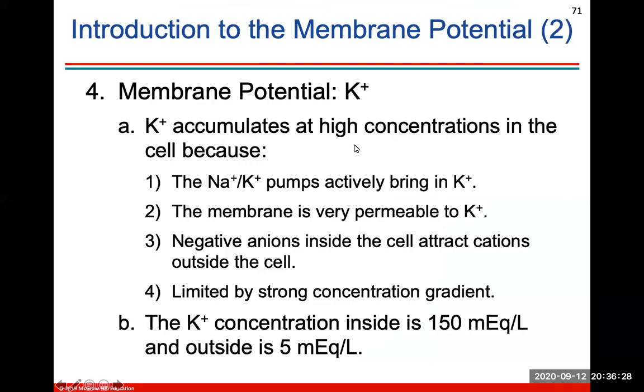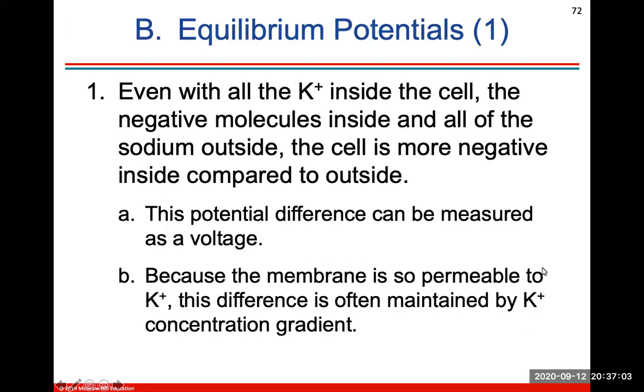The membrane potential is due to potassium. Potassium accumulates at high concentrations inside the cell because the sodium-potassium pump actively brings in potassium. The membrane is very permeable to potassium, and the negative anions inside the cell will attract those cations. So the potassium concentration inside the cell is about 150 milliequivalents per liter, and outside is only about 5. So what this just means is that normally there's more potassium, which is K, inside the cell.